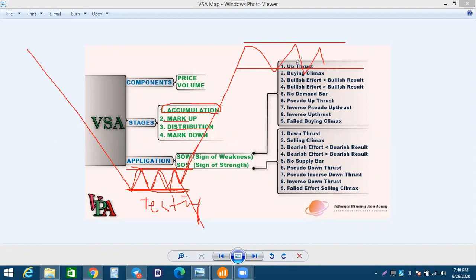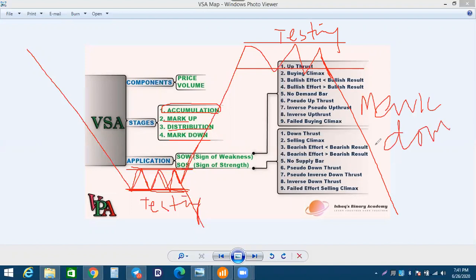In the distribution phase, we will understand that now the sellers are getting strong. Can they break the market from this range downward or not? In volume analysis, we can understand in this testing area how the market can accumulate or distribute between the buyers and sellers. When the market breaks out of this level, it goes down. That area we can call the markdown. So that is a markdown.